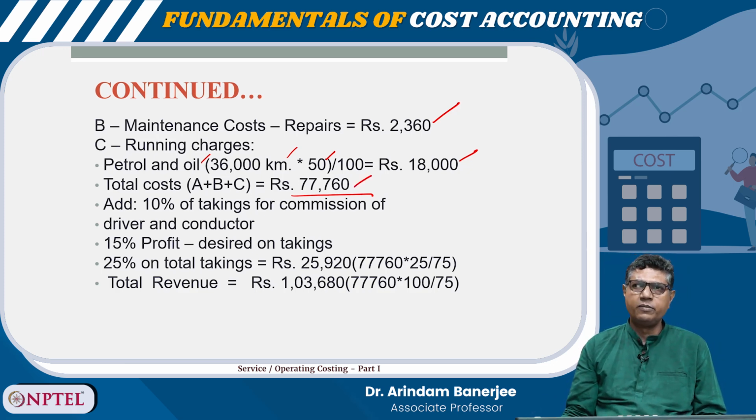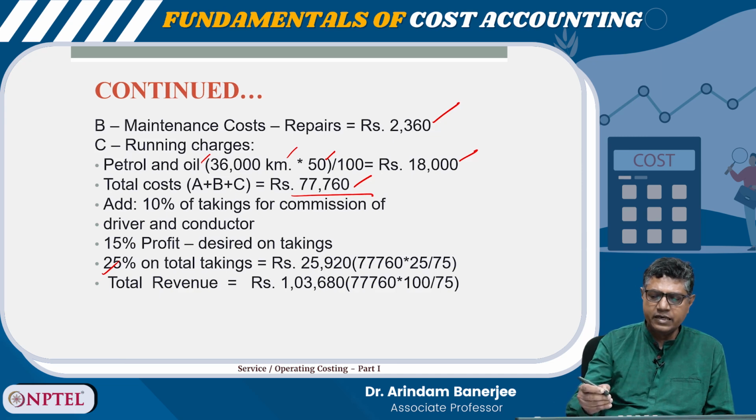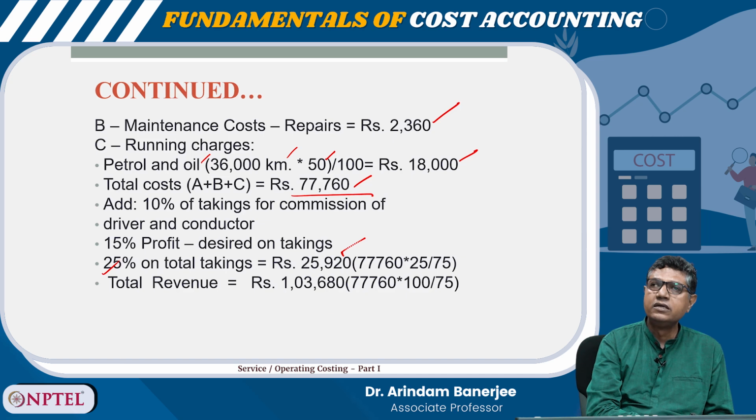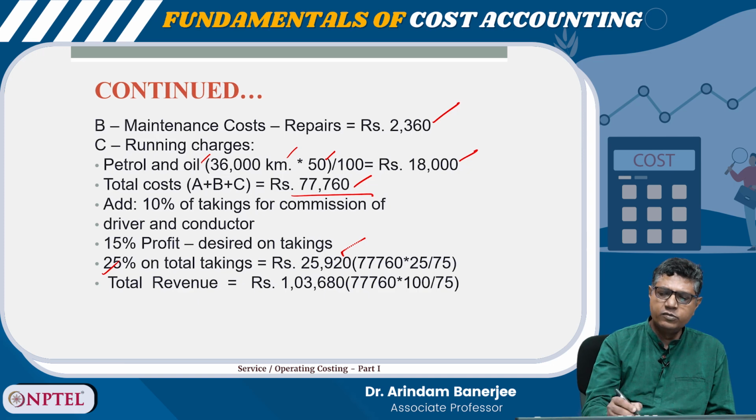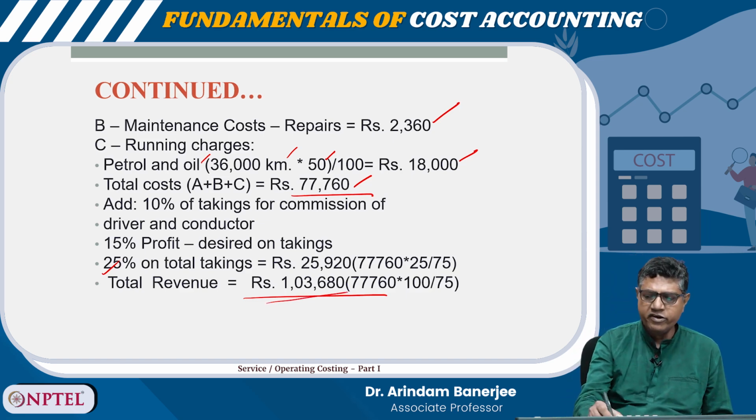Fine. So, we got this amount, 77,760. So, add 10% of takings for commission of the driver, and 15% profit. So, 15 plus 10 is 25%. So, if I calculate 25%, then the total taking is 25,920. That means, if I have to earn rupees 25,920 as profit, how much total revenue should I earn? The total revenue should be 1,03,680. Okay, so this should be my revenue.